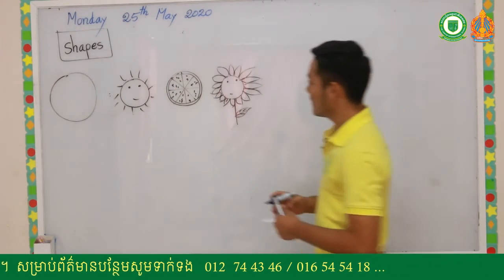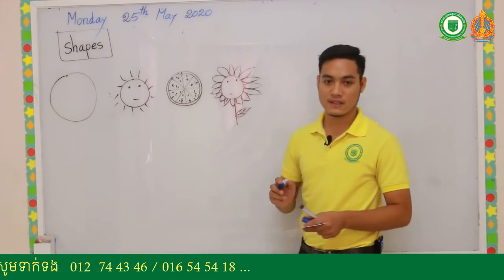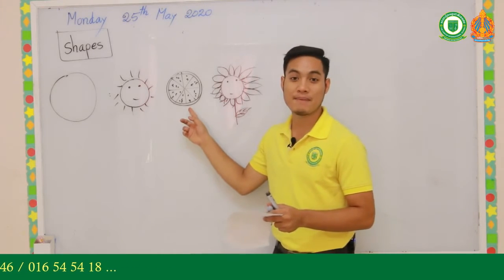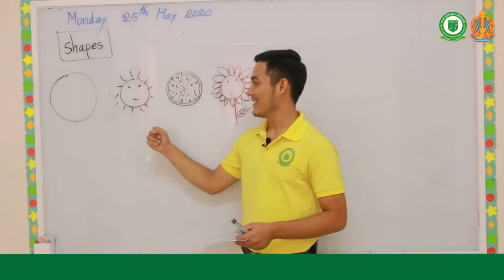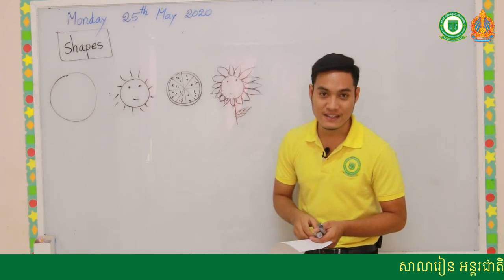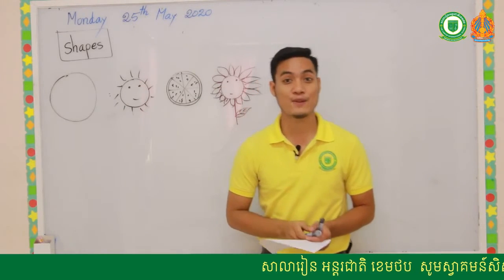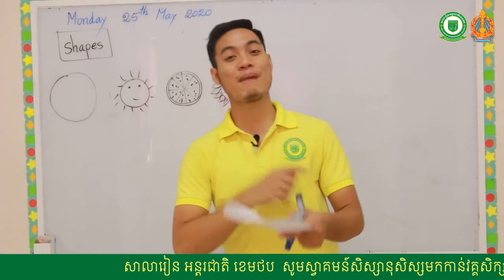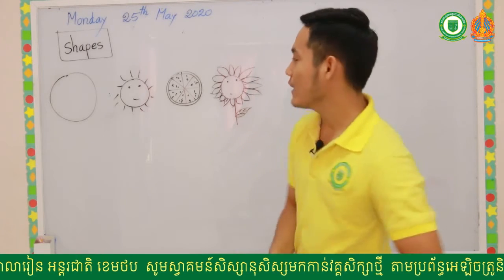What's this? This one is sunflower. Sunflower. This one is pizza. This one is sun. So, pizza, sunflower, and sun come from the shape of a circle. You see? This is how we make shapes. We use shapes to make things. Okay, go to the next one.